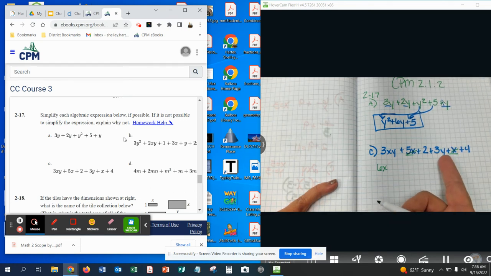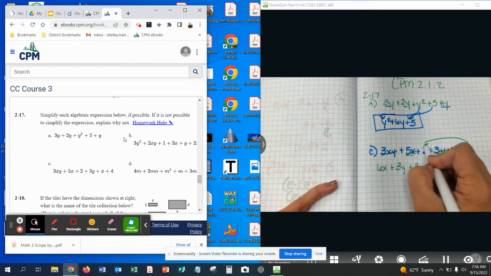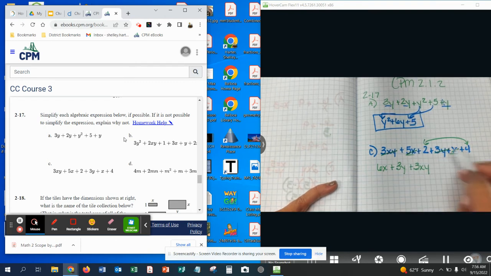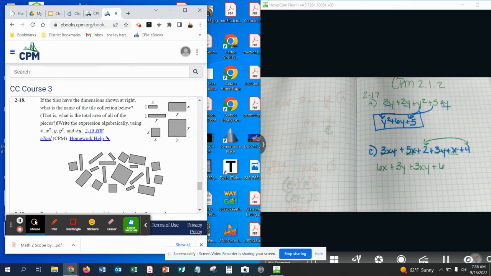The next one is the y. Do we have any other y's? No, we don't. So we're going to say 3y. Now I'm going to move this over, plus 3xy. That's gone. Now the last two things that we have are the constants 2 and 4. So we're just going to add 2 plus 4, and it is 6. Good job. Honors, this is a try. So let me know.